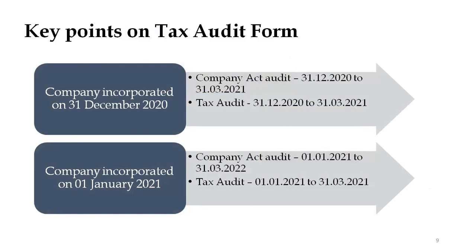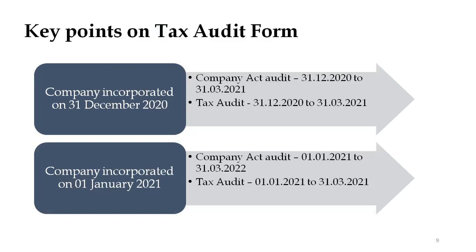So let's take an example. अगर कंपनी इनकॉर्पोरेट हुई है 31st December 2020, that is before 1st January, so in that case उसका फर्स्ट अकाउंटिंग ईयर एंड होगा 31st March 2021. तो उसकी कंपनी ऑडिट कौन सी ईयर की होगी? That will be 31st March 2021.